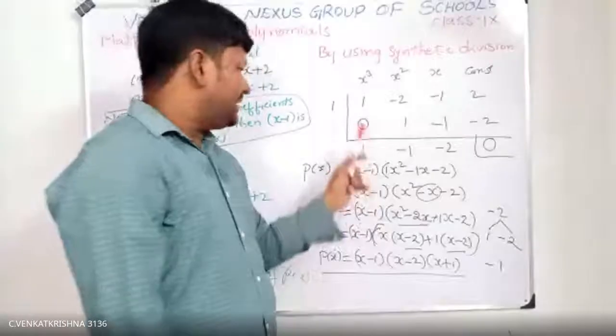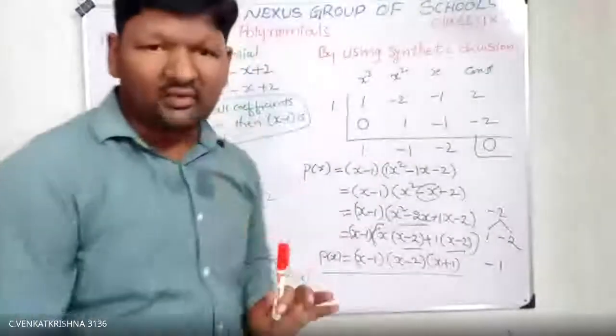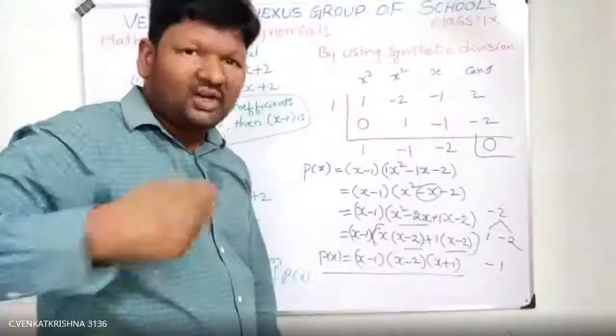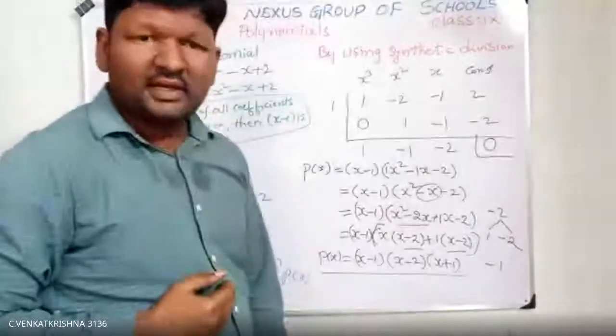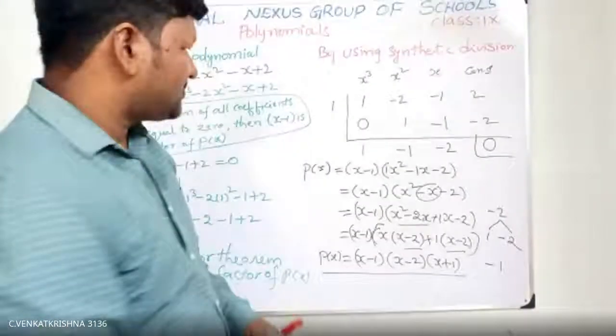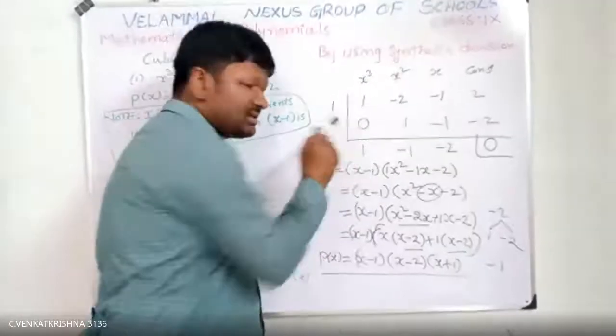Okay, then keep the first one as 0 always, because in the long division method also, the first term will be cancelled. Like that only we need to decide the quotient part. Every time the first term will be cancelled, which becomes 0, no? So that's why here keep the first one always 0.